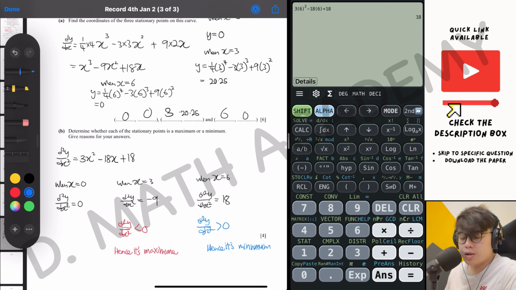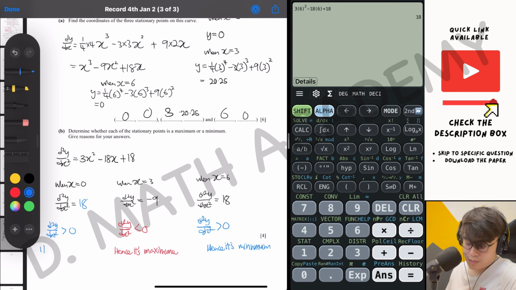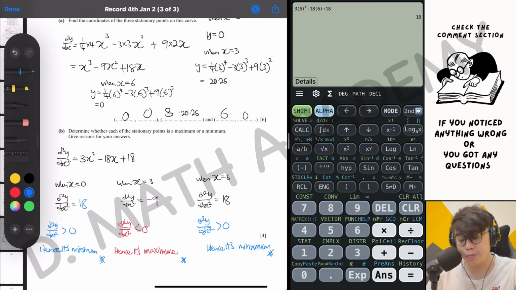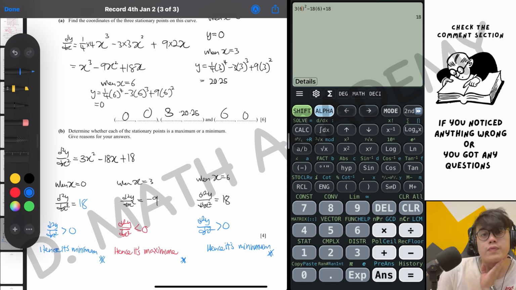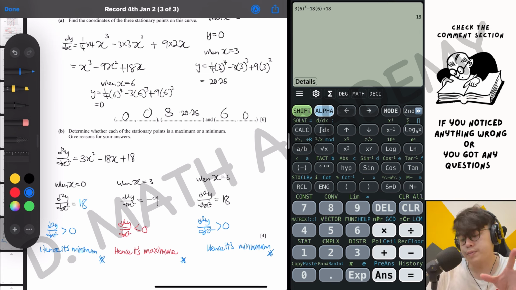And I made a mistake here. Your d2y/dx2 should be 18. So your d2y/dx2 here should be more than 0. Hence, it is minimum. Okay, that's how I get the results here. So the easiest way I personally think will be calculating your d2y/dx2, because from that, when you sub in the results, then you get the respective answers that you're looking for here.